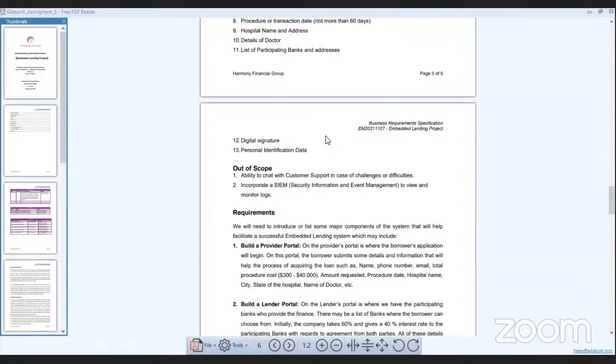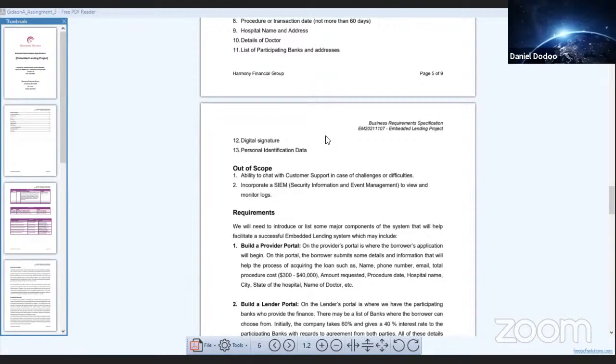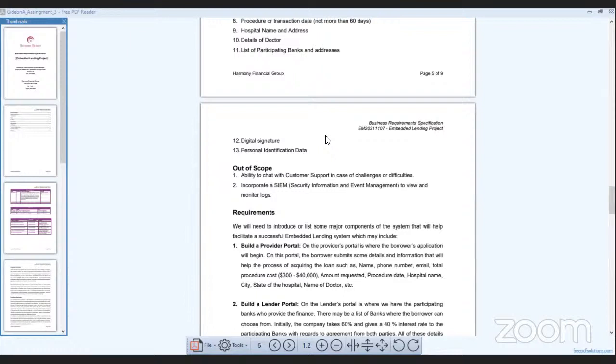The ability to chat with customer support in case of challenges or difficulties. I believe this was a main feature that was communicated, that the administrators of the admin portal should be able to track and monitor applications made on the lending system. Okay, then I probably made a mistake. I didn't put it in the right place. Thank you for the correction.